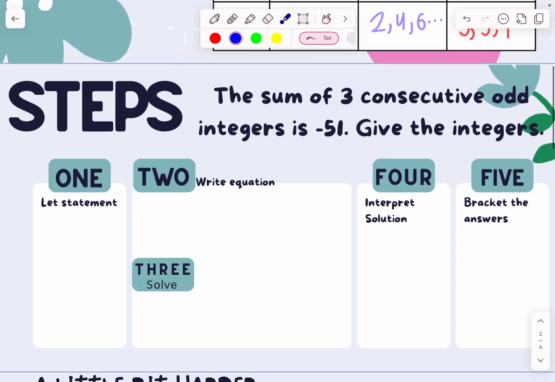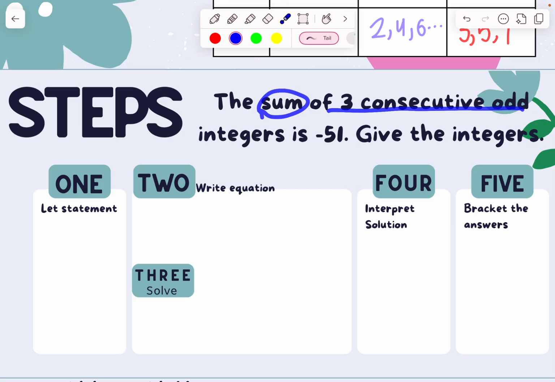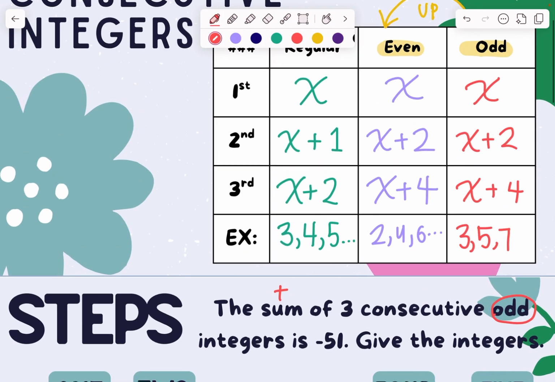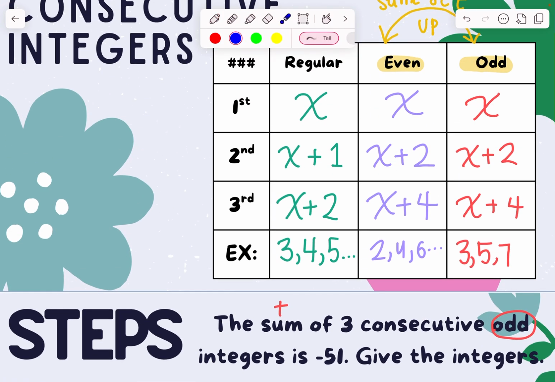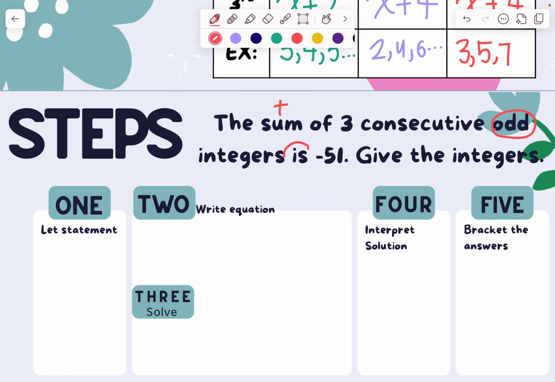So here's our first word problem. We have some steps here to follow, and we also have our problem. The sum of 3 consecutive odd integers is equal to negative 51. Give the integers. Many vital pieces of information here. The first being the word sum, right? The answer to addition. We're dealing with 3 odd numbers. So we're going back to our setup here of 2, 4, and 6, adding to x. We are also given the knowledge that it is equal to negative 51.